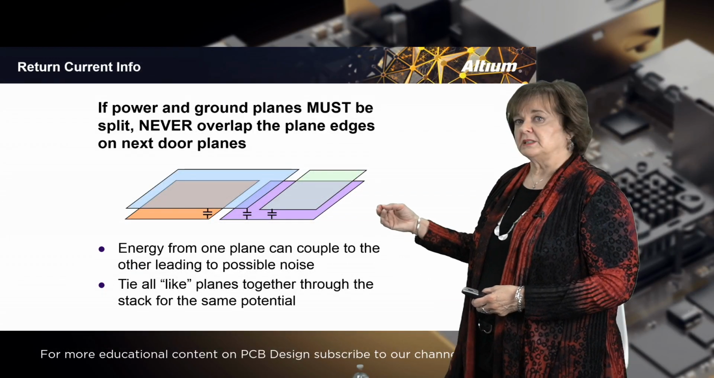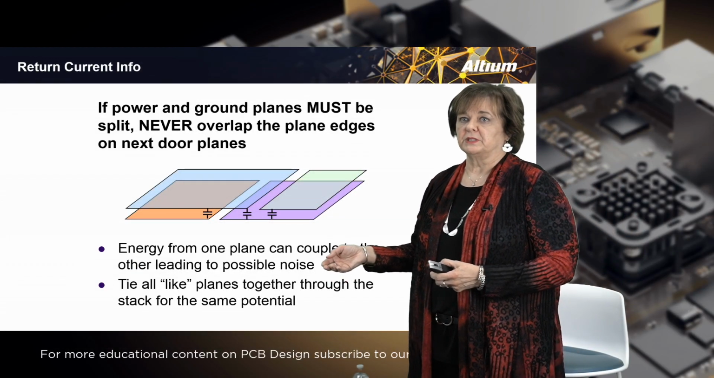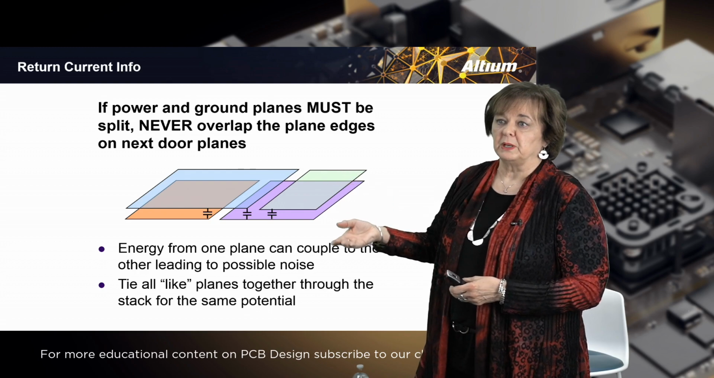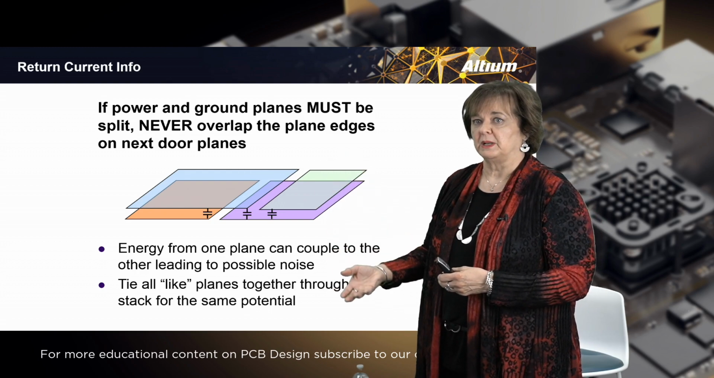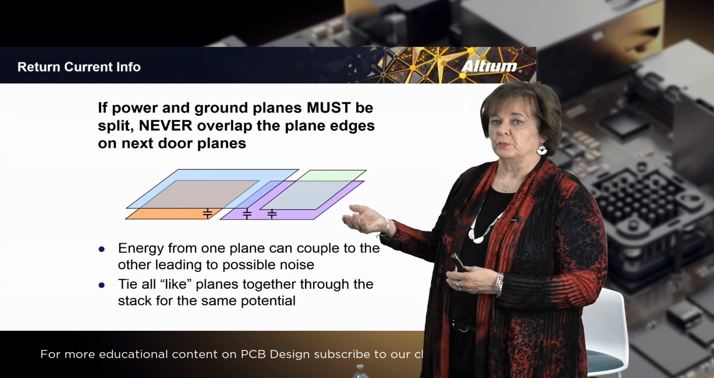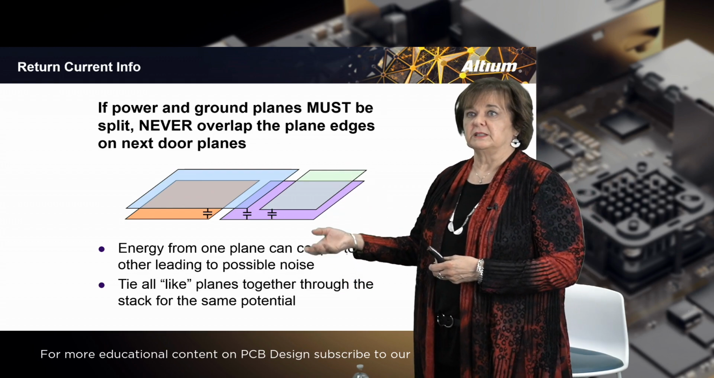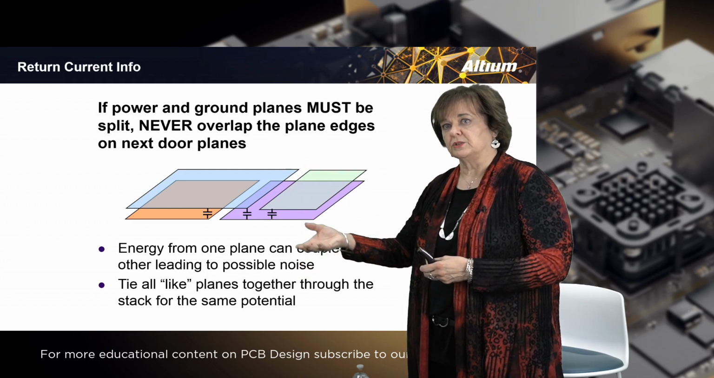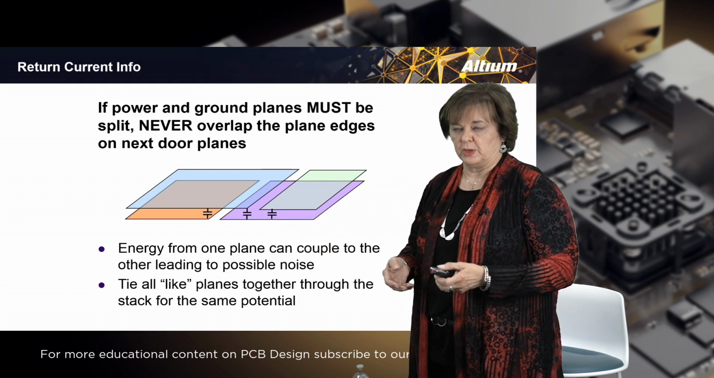And when you do this, tie all the like planes together in your stack-up. So if you have lots of ground planes in your stack-up, tie all of the ground planes in your stack-up together with through-hole vias, or with a setup with HDI vias, so that each of the planes are tied together for the same potential throughout the board.